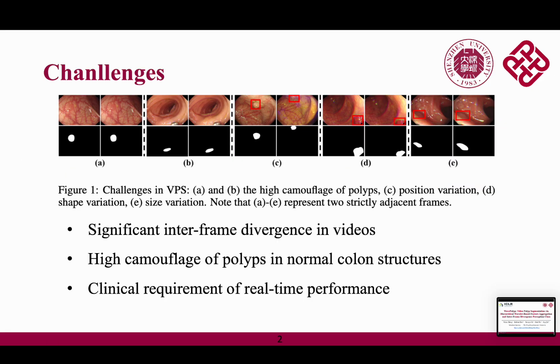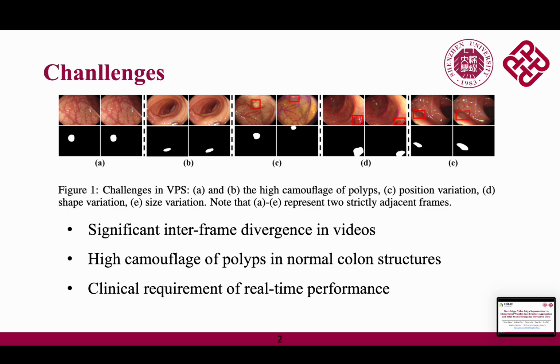This slide shows the major challenges of video polyp segmentation. The first challenge is significant interframe divergence. In colonoscopy videos, the polyp may change rapidly across adjacent frames in terms of position, shape, and size. This makes stable tracking and segmentation very difficult.